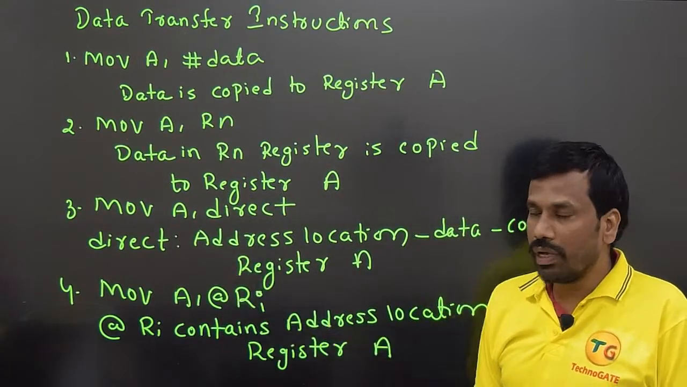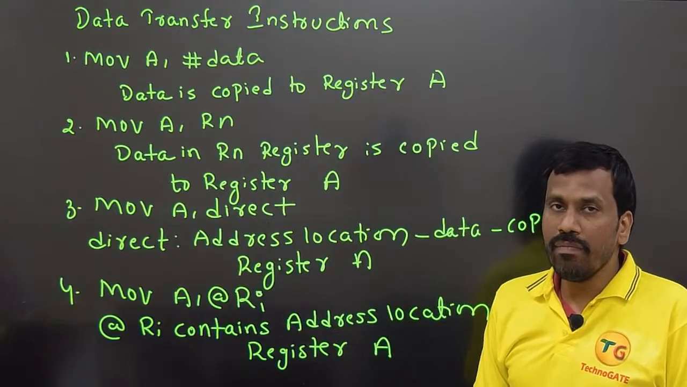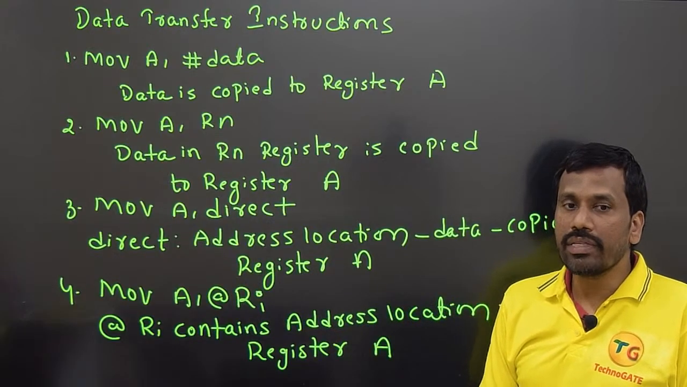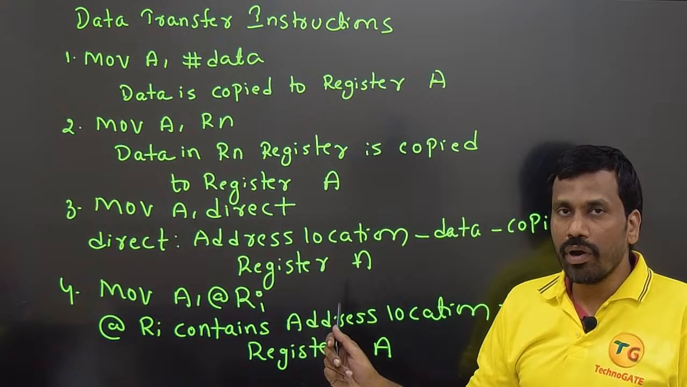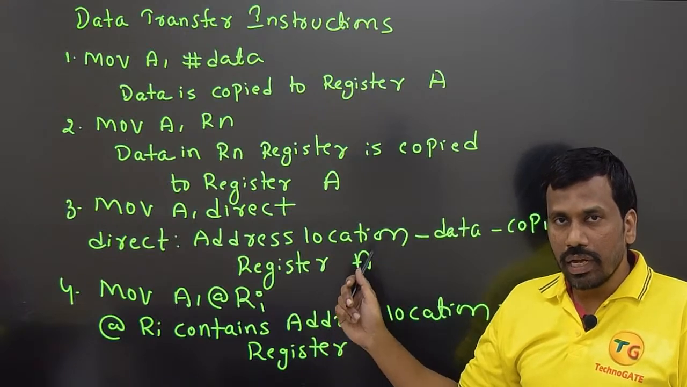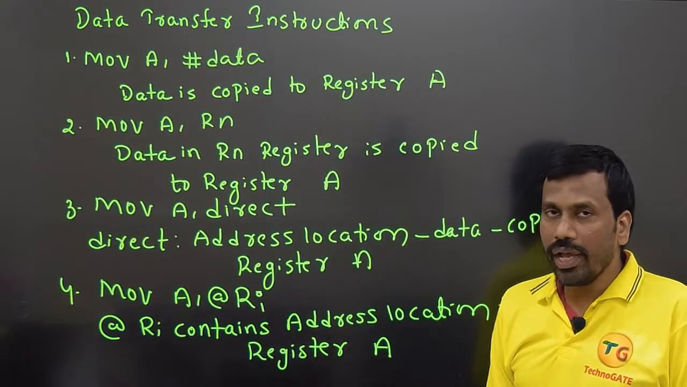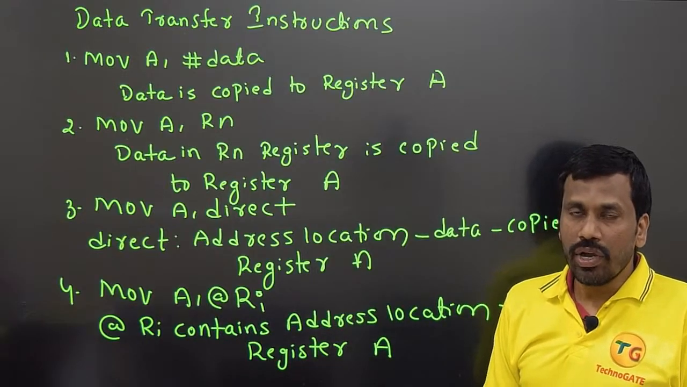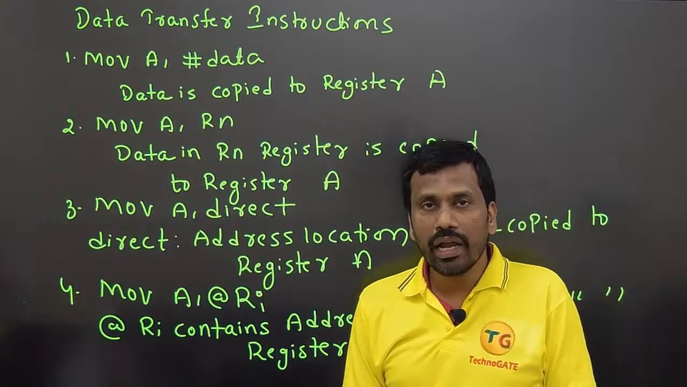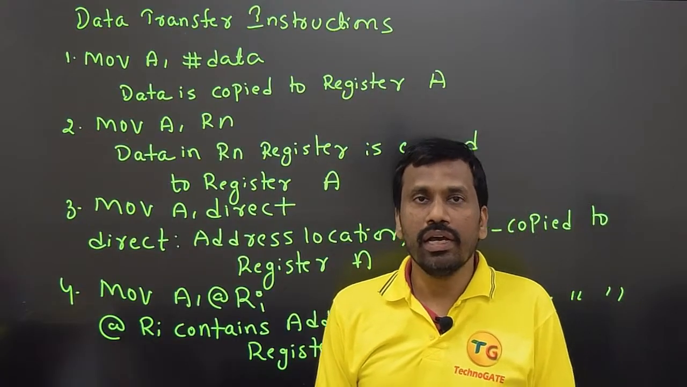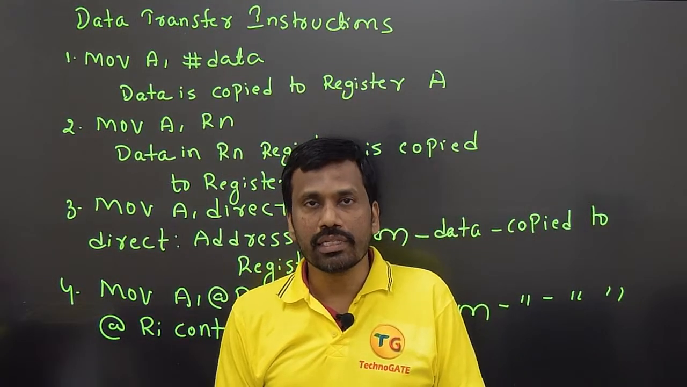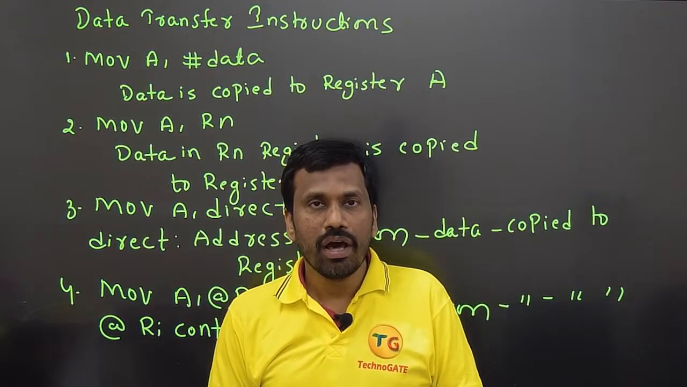And what is the third one? MOV A, direct. What do you mean by direct here? Direct means address location. In the address location, what is there? Data is there. So that data will be copied to register A. Next one, MOV A, @RI. What do you mean by @RI? RI contains the address location. In the address location, what is there? Data is there. So that data is copied to register A.